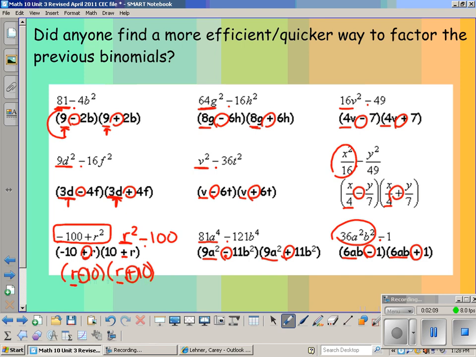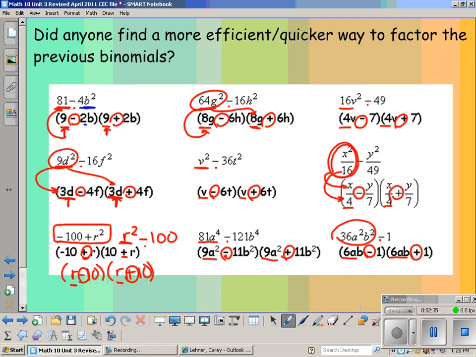Square root of 81 is 9. Square root of 9d squared is 3d. Square root of 64g squared is 8g. Square root of x squared over 16: square root of x squared is x, square root of 16 is 4. So we square rooted the first term.